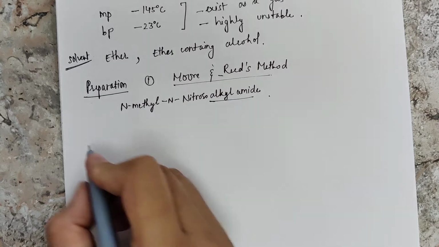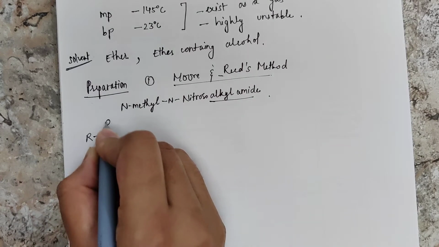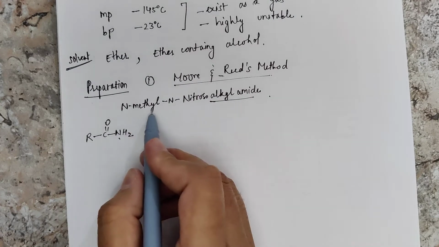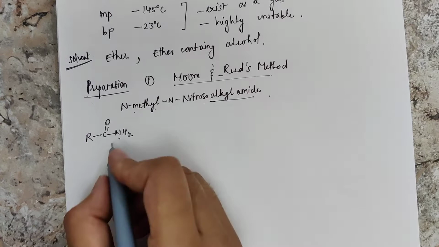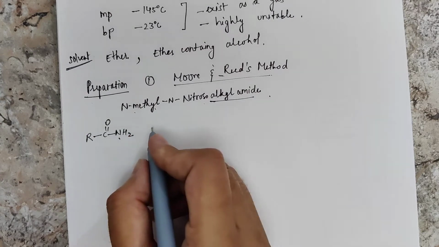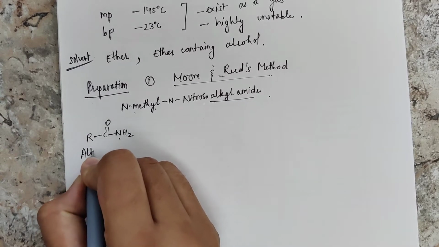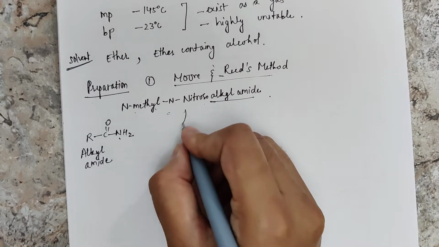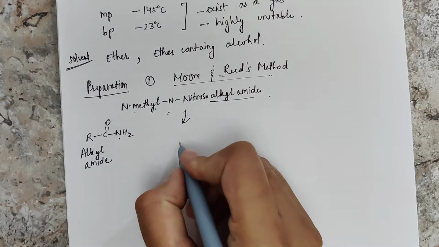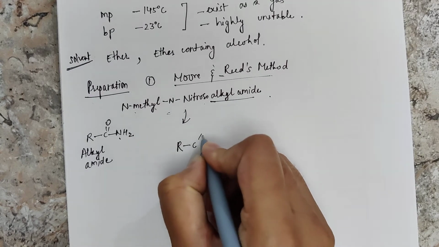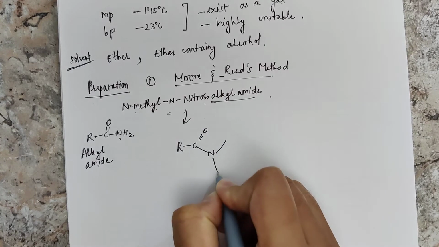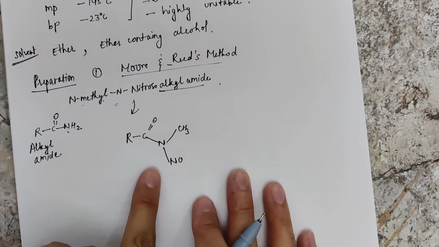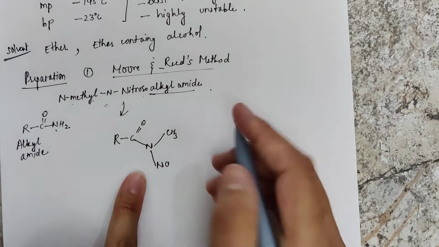If we write about alkyl amide, the formula is this. But this nitrogen has two substituents, one methyl, one nitroso. So these two hydrogens have been replaced. This is alkyl amide. If you write down N-methyl and nitroso alkyl amide, it is N-methyl and nitroso. So this is our starting reagent.